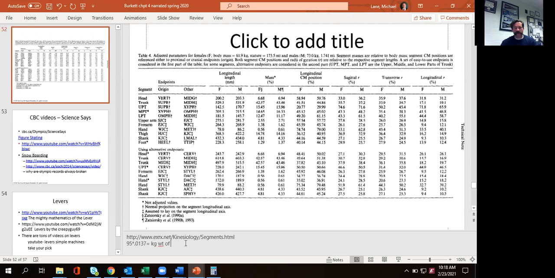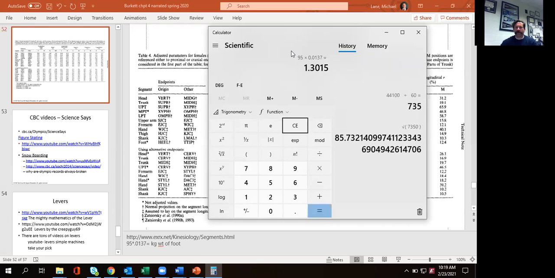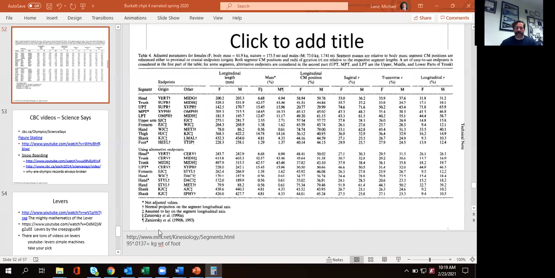That would be the weight of the foot in kilograms, which I am definitely not feeling that saucy that I can do that in my head today. So bring over our handy dandy calculator, clear it out, take 95, multiply by 0.0137. My foot weighs 1.3 kilograms.